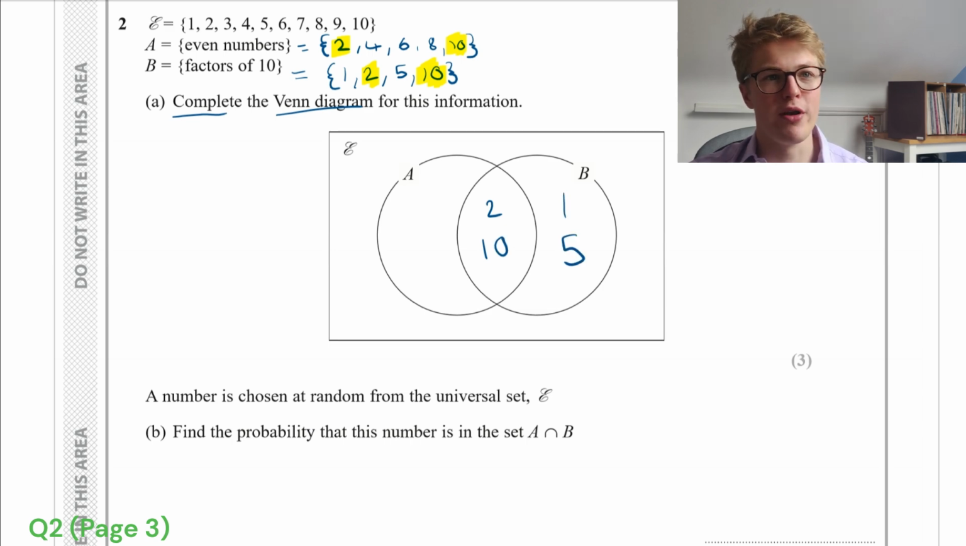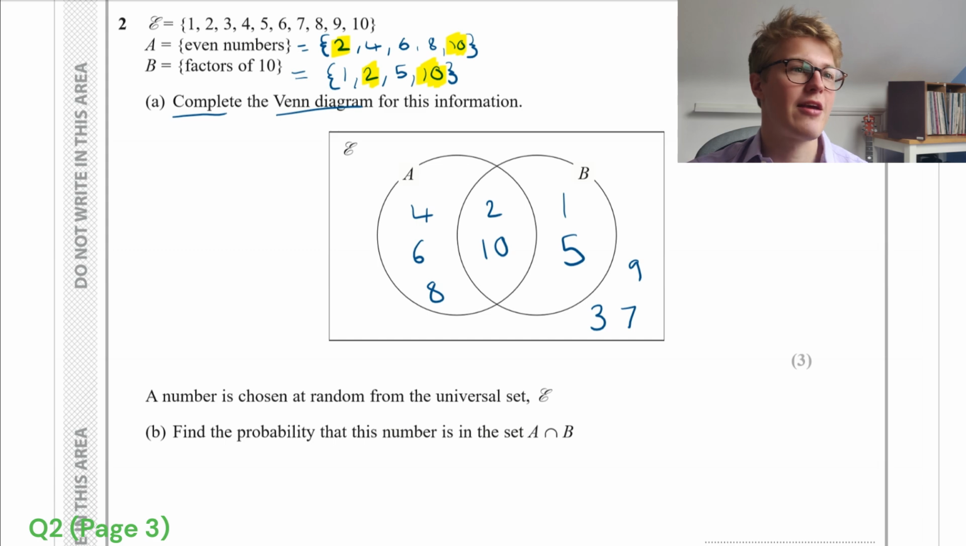And then that leaves us with 1 and 5 for the rest of B and 4, 6 and 8 for the rest of A. Then we're missing 9, 3 and 7, so we just put them outside of A or B. Next, a number is chosen at random from the universal set.